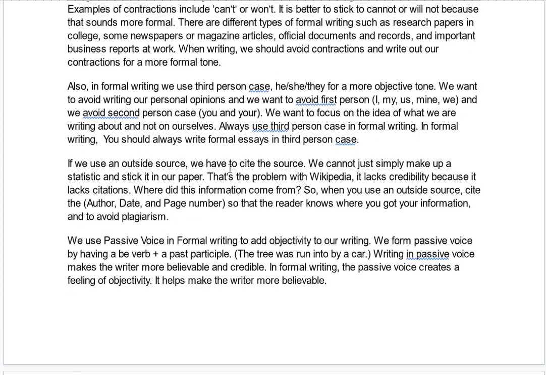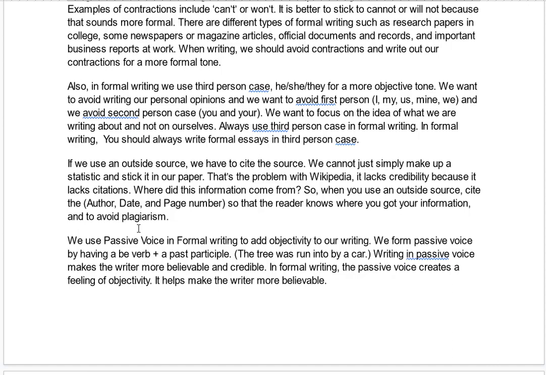If you use an outside source, you have to cite the source. We cannot just simply make up a statistic and stick it in our paper. That's the problem with Wikipedia. It lacks credibility because it lacks citations. So never use Wikipedia as a source for your paper. So when you use an outside source, you cite the author, the date, and the page number so that the reader knows where you got your information and to avoid plagiarism.